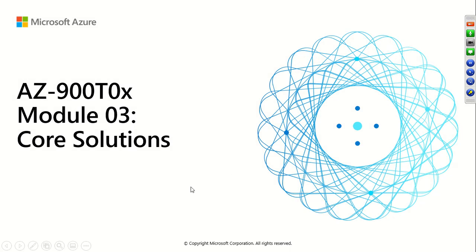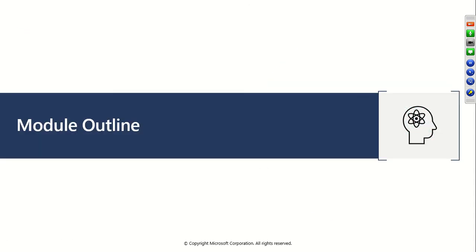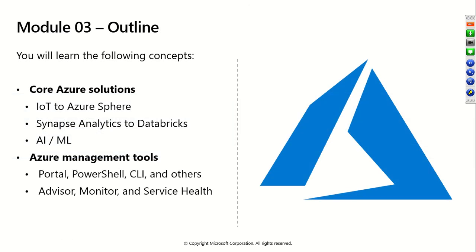Okay, so in module 3, we want to talk about core solutions available in Azure. What are the core solutions available in Azure? We'll look at solutions in IoT, solutions in big data, solutions that can support machine learning, that can support artificial intelligence.